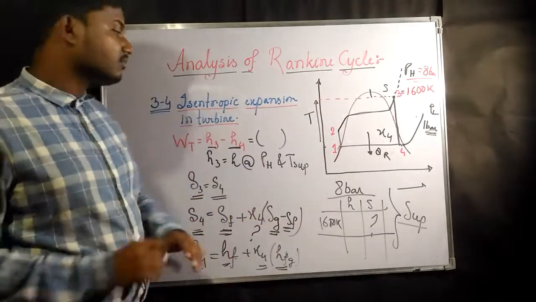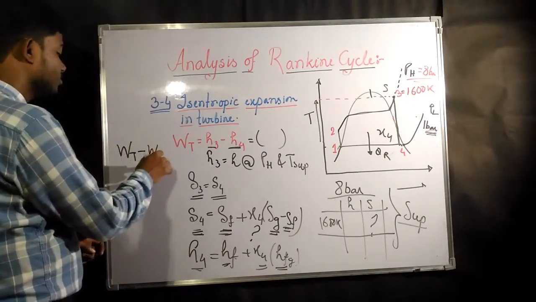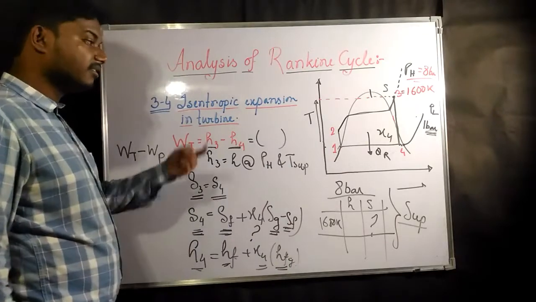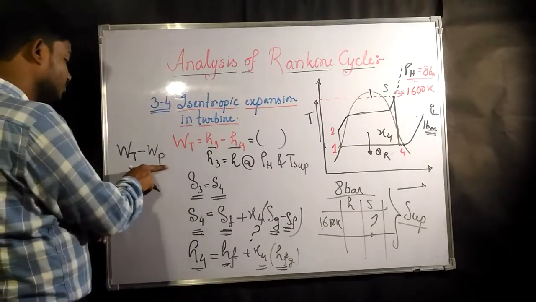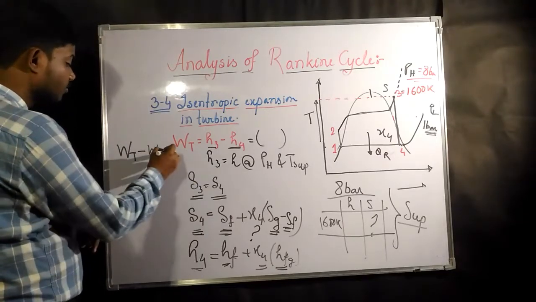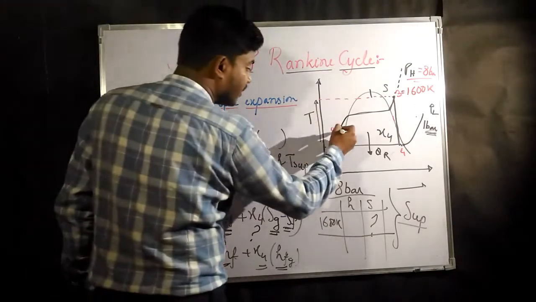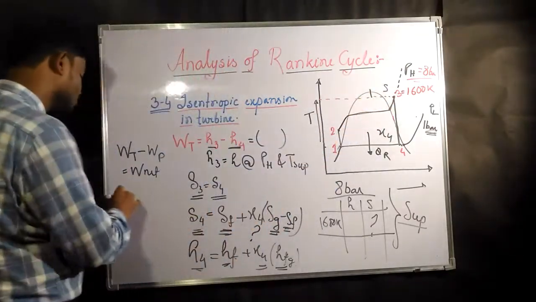After you find out the work done by the turbine, you can easily find WT minus WP, because in the analysis of 1 to 2 you can find the work done by the pump. It was V into the difference between the pressures. So this will give you W net. Q in, that means the heat input, we have also found out in the process 2 to 3.